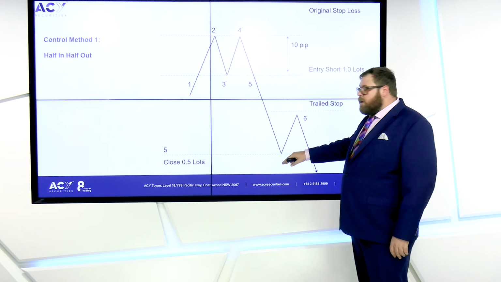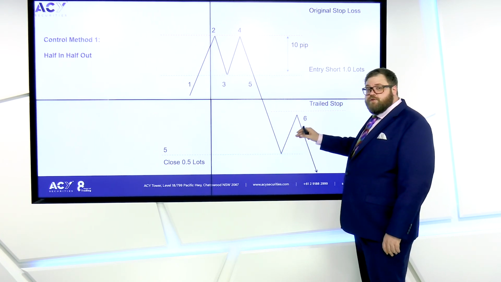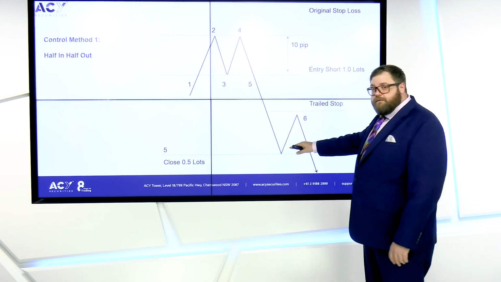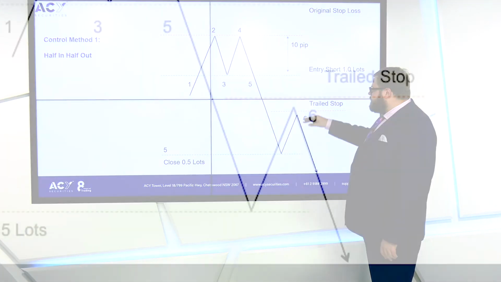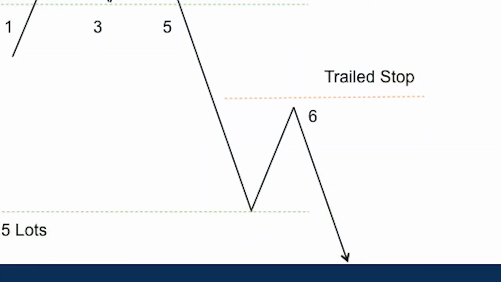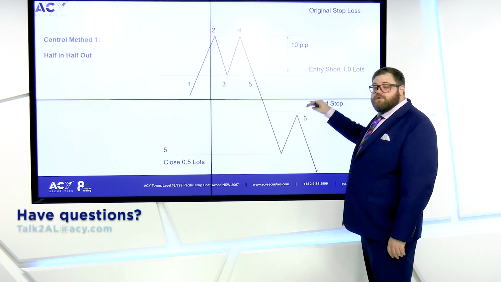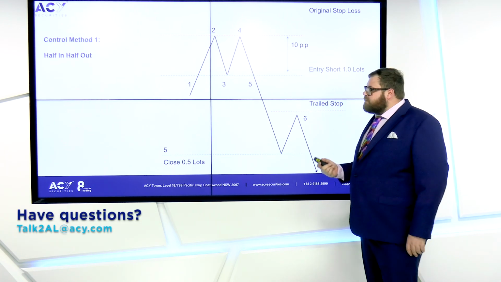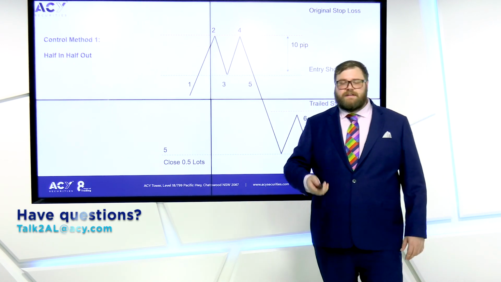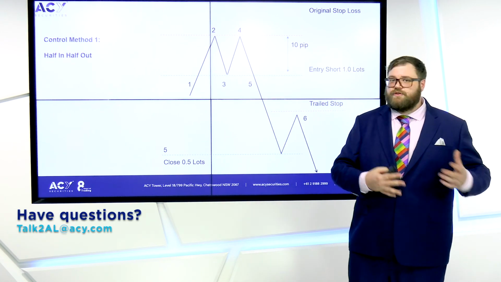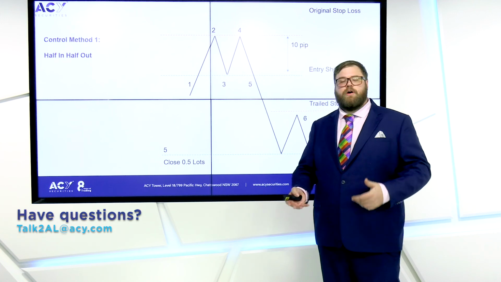From that point on, you allow your position to continue trading. So the 0.5 that you have remaining, you allow price to come back up to our lower swing high and let price roll down. And once you get to this point, you trail your stop down with it. Now this method is quite effective because it allows you to trail the stop, but also lock in some profit at the start.